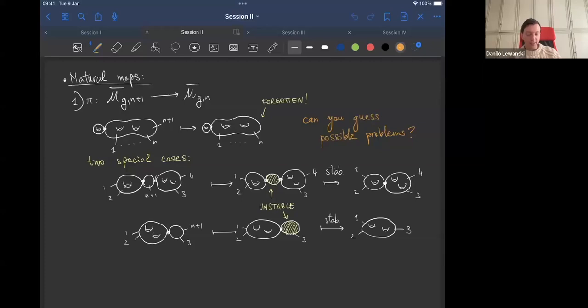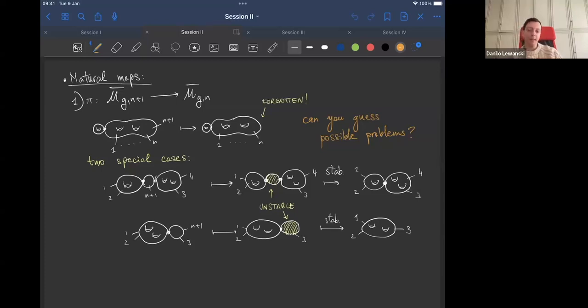Now, if you're forgetting, so this component is barely stable, and as you forget the n plus first mark point, you get a rational component with two special points instead of three. So this is now unstable. You have a node and a label. And what can you do? Again, you shrink the component to a point, and you just end up with the label of the mark point there, and the node is gone.